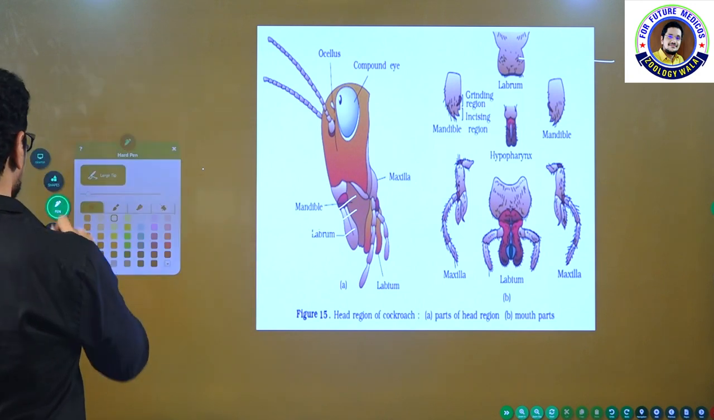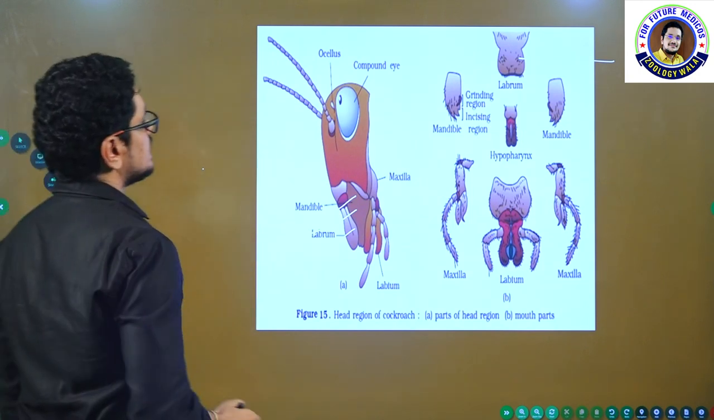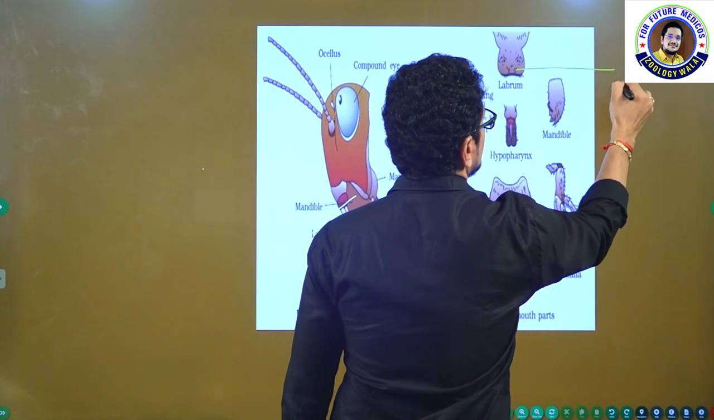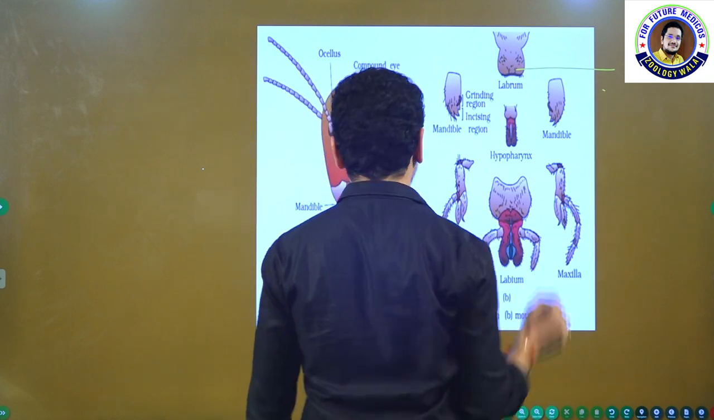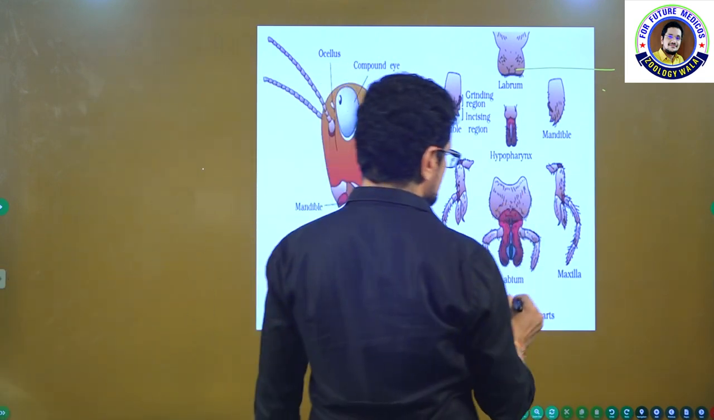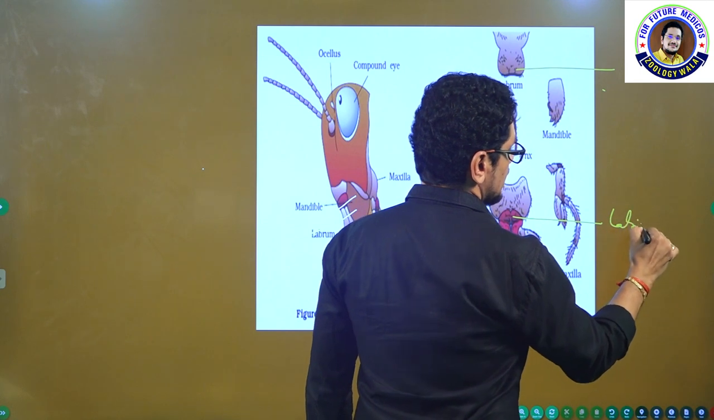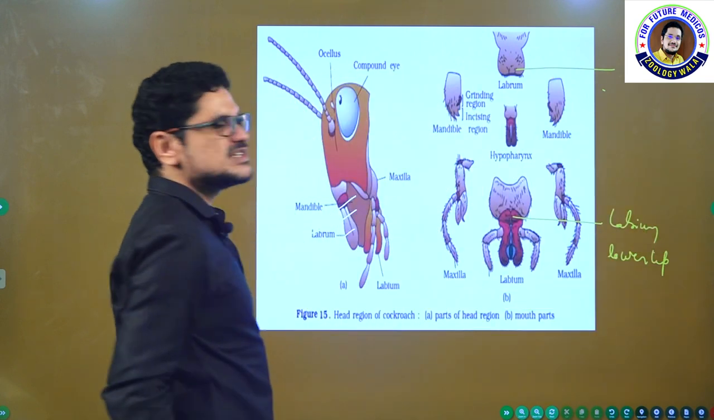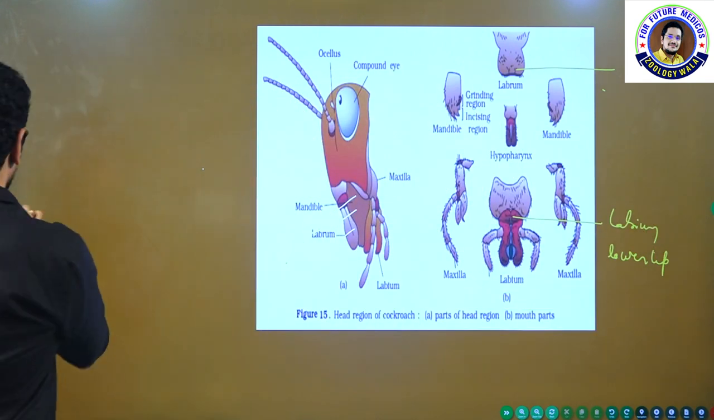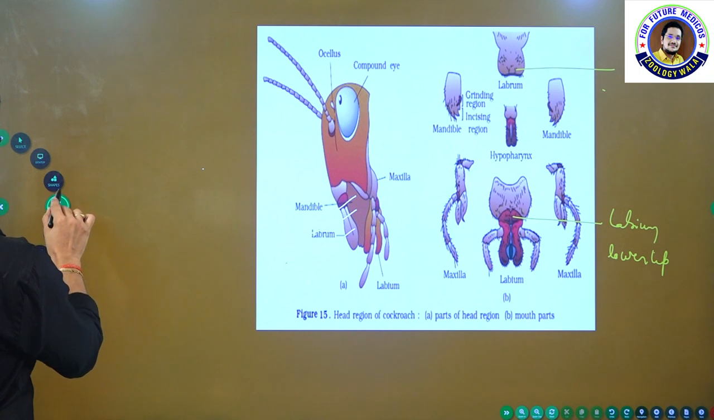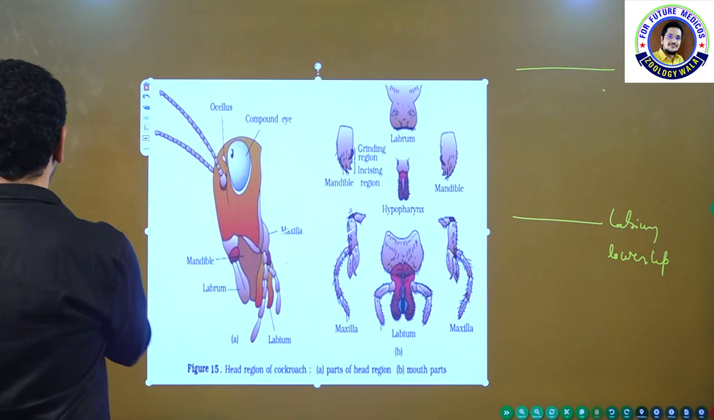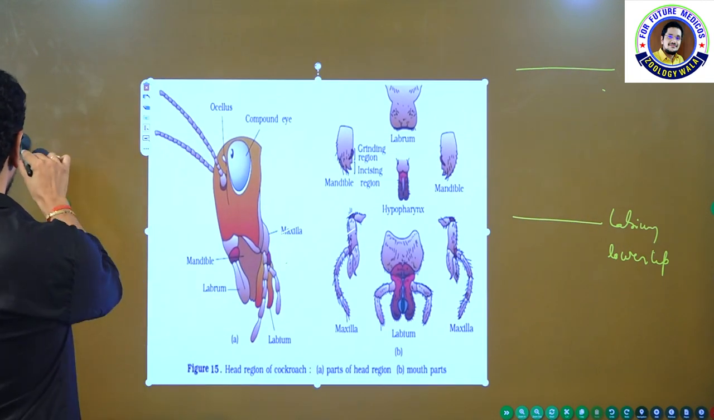Let me change the color so that you can see a bit more clearly. So this one is the labrum, upper lip, okay? And this one is labium, L-A-B-I-U-M. Labium is the lower lip. Hope it is visible there, am I right? Or else I will drag the diagram to one side. Okay. Yes, it is better. Now, let me take the pen.